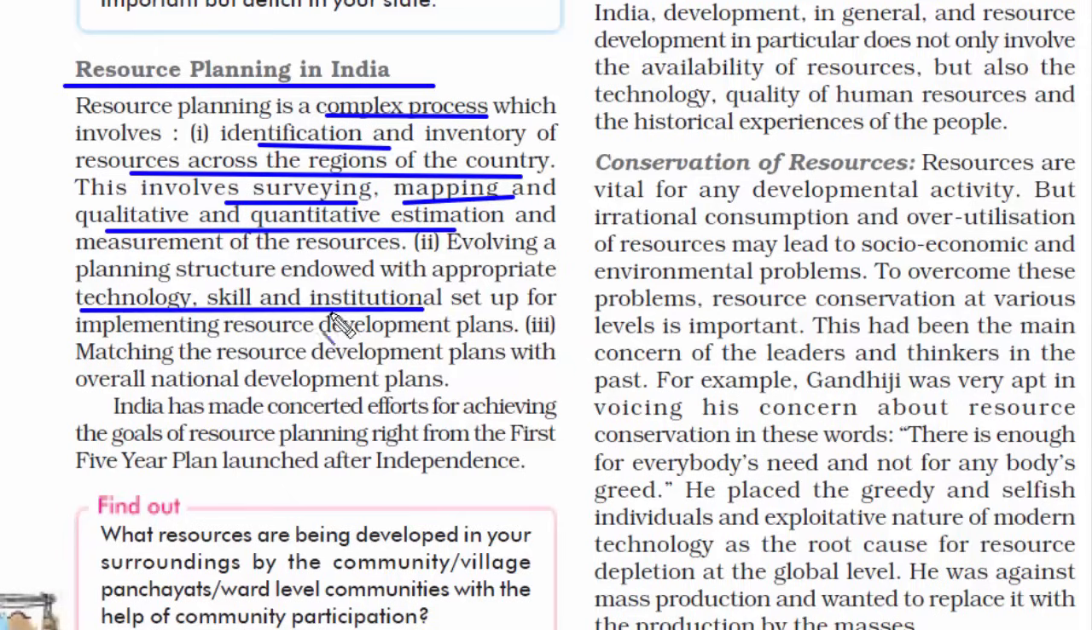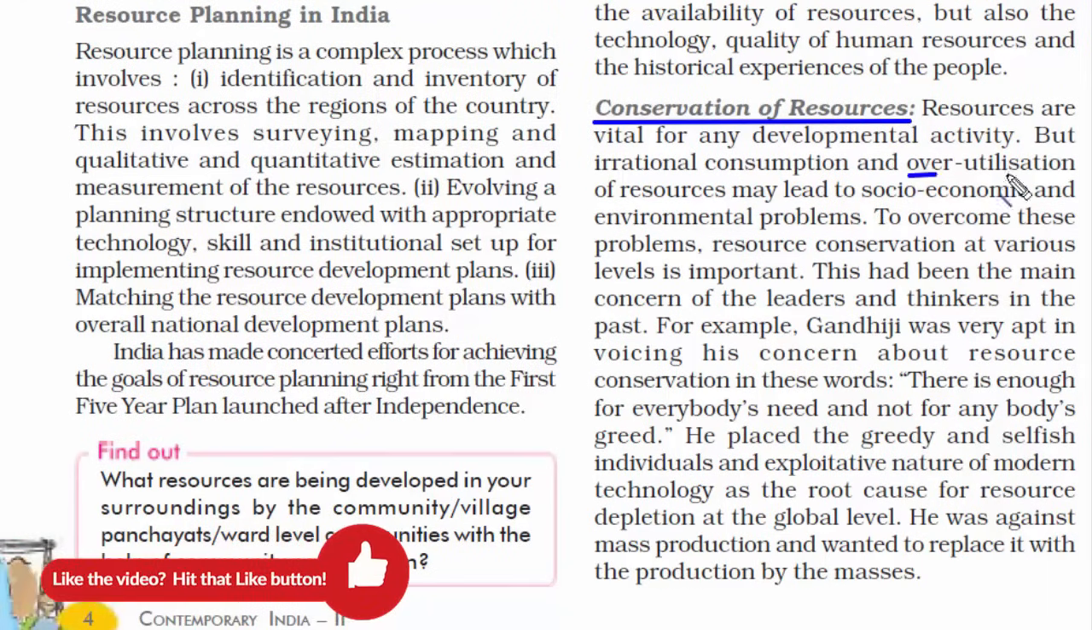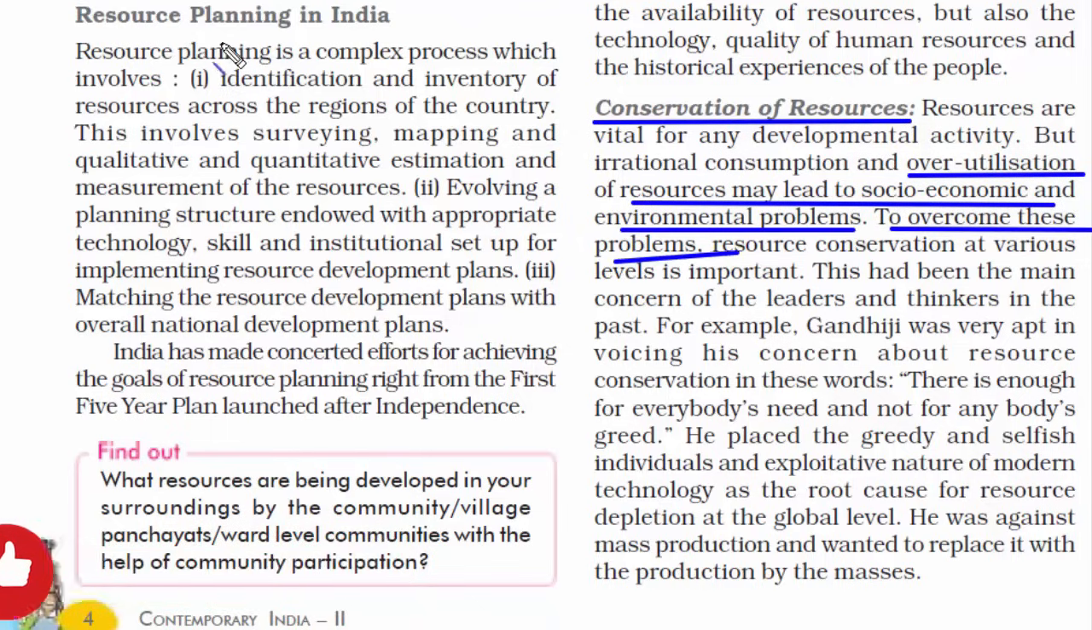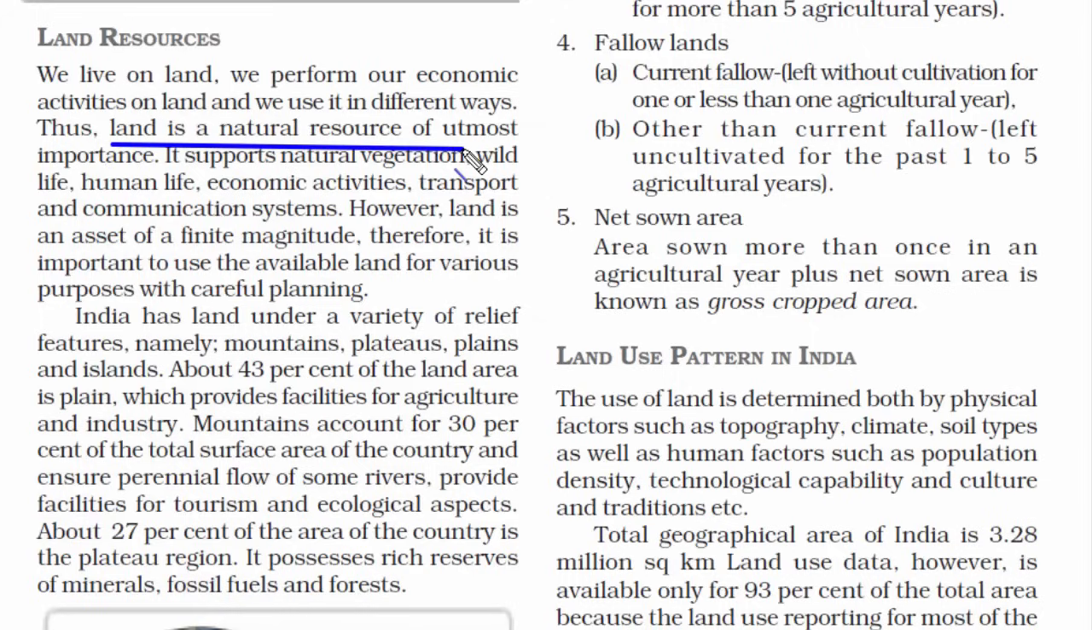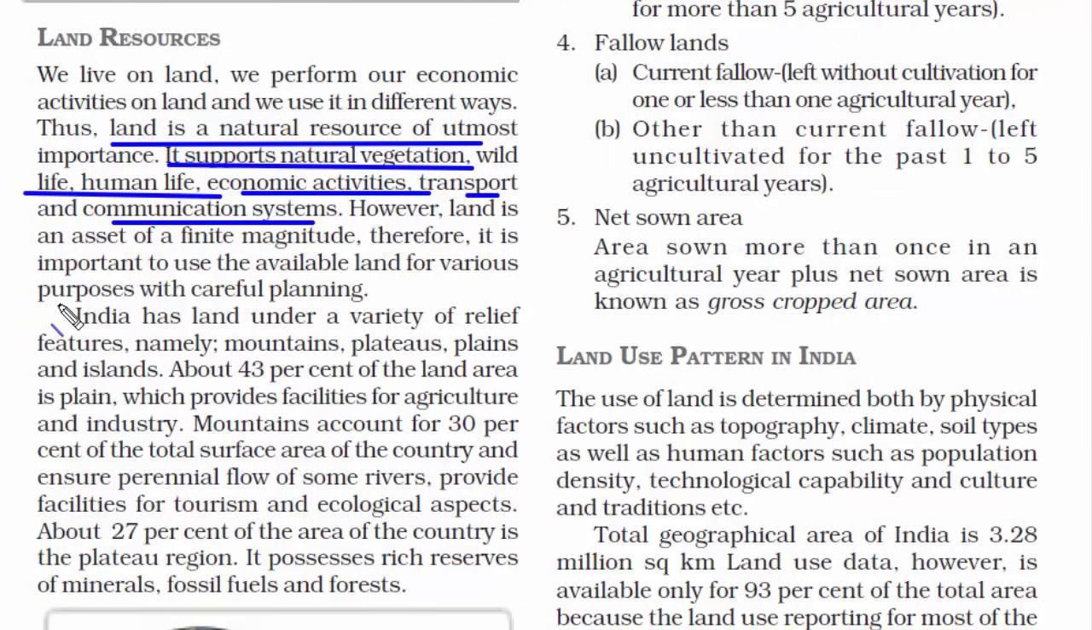And then we need to have proper technology, skill and institutional setup for implementing resource development plans. Conservation of resources. So overutilization of resources will lead to socio-economic and environmental problems. So to overcome these problems, just like resource planning is important, we also need to do resource conservation. And the next topic is land resources. So land is the most important natural resource, because it supports natural vegetation, wildlife, human life, economic activities like transport, communication systems, etc. So we also need careful planning in terms of the usage of land.